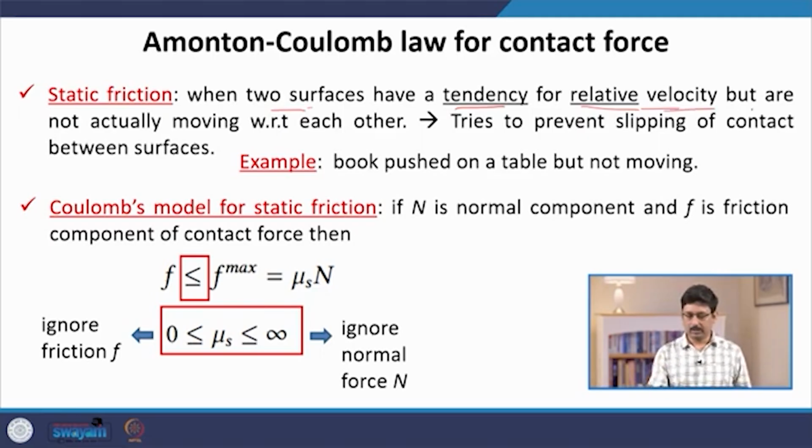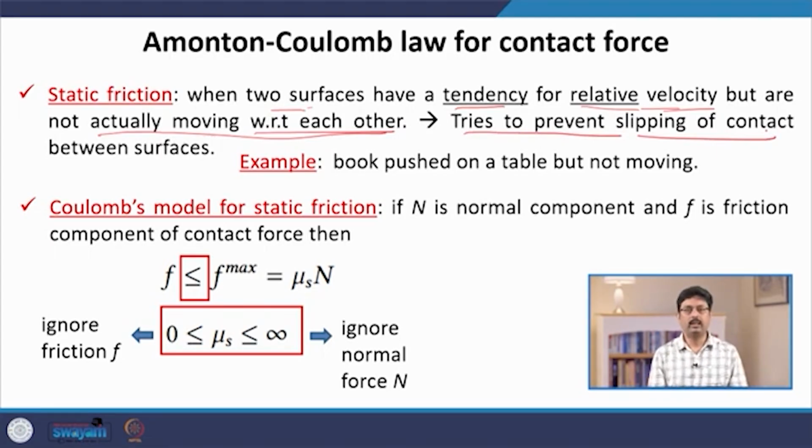So, there is a velocity, but they are not actually moving with respect to each other. With respect to each other is the crucial point. So, they are still static, motionless with respect to each other. In this case, there is still a horizontal force which is trying to prevent slipping of the contact between surfaces.